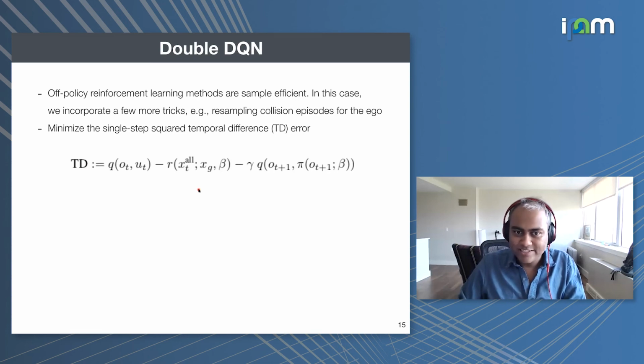In terms of the technique to do this, we use off-policy reinforcement learning algorithms that involve minimization of the single step squared temporal difference error. If this is your Q value, which tells you the average return that you're going to get if you execute a particular policy all the way into the future, it is dependent on two variables, which is the observation that your ego agent gets at time t and the control that your ego agent can take at time t. And this is simply the Bellman residual. You're trying to minimize the squared Bellman residual, and any policy that achieves zero Bellman residual is the optimal policy.